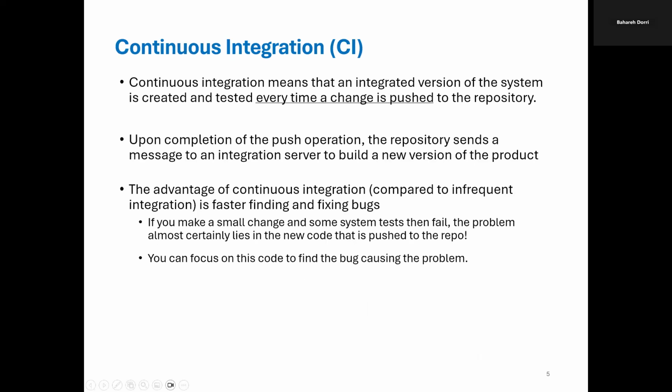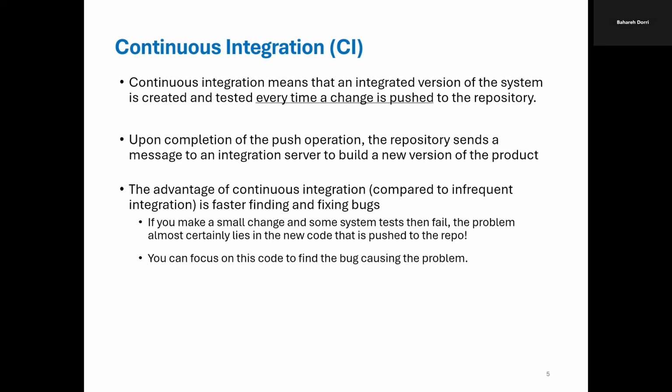Let's talk about continuous integration or CI and why it is such a powerful part of modern software development. The core idea is simple. Every time a developer pushes a change to the repository, the system automatically builds and tests the updated version of the software. So instead of waiting until the end of the week or worse, the end of the month to find out if something broke, we find out within minutes.